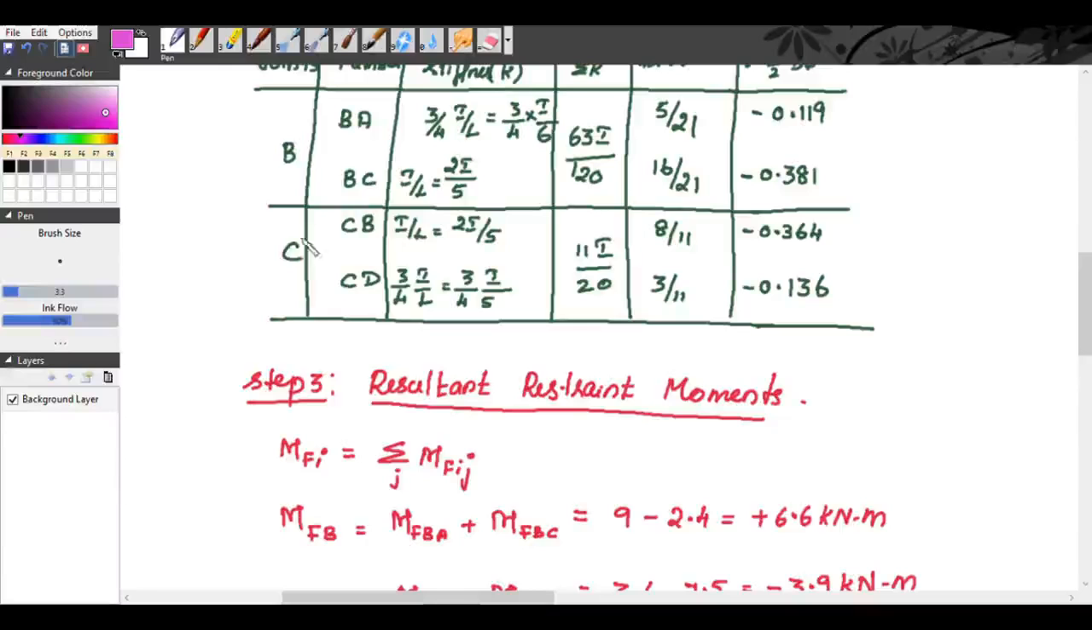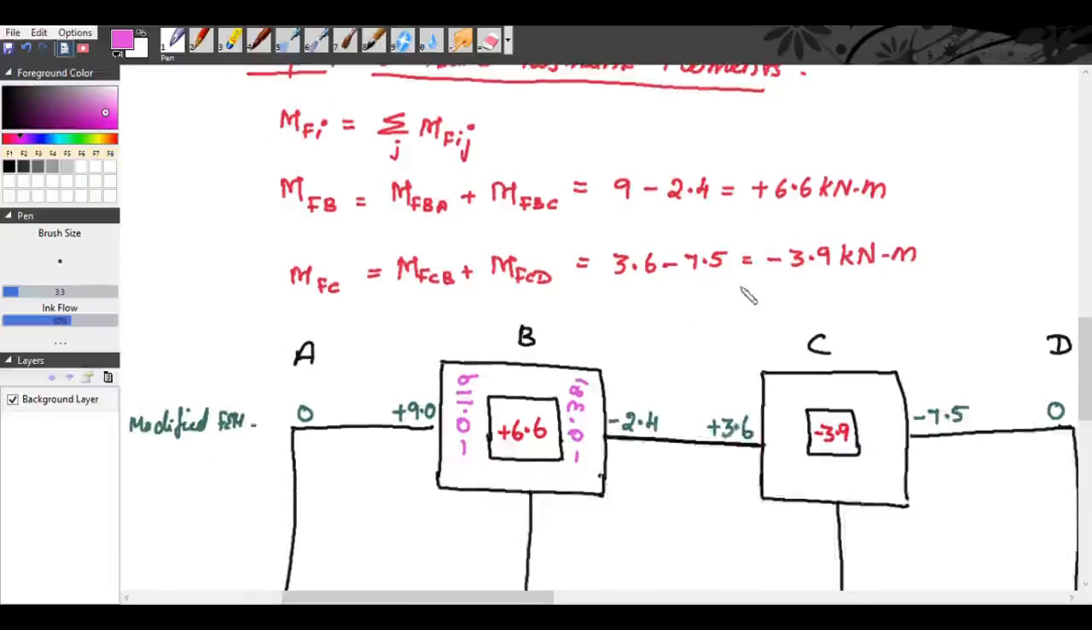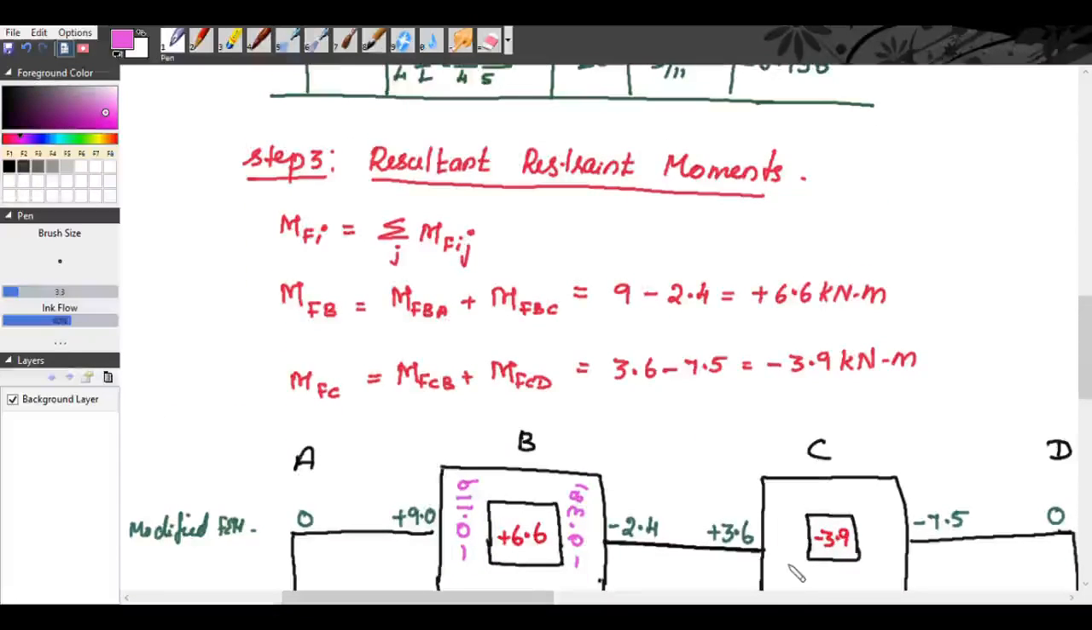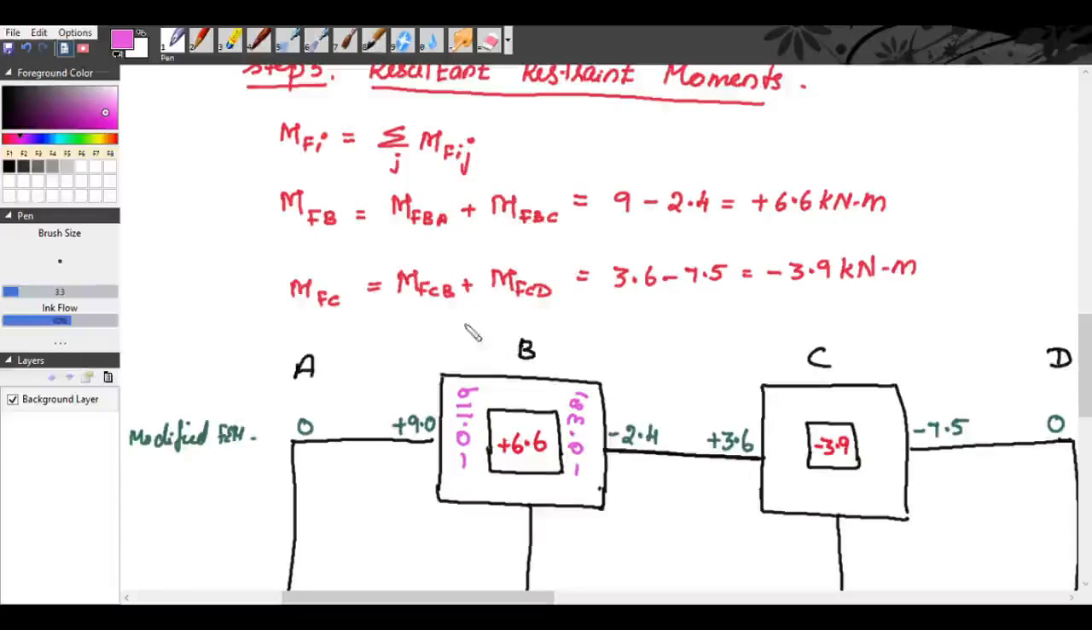Now we will write the rotation factors at joint C. We have the members CB and CD. The rotation factors are minus 0.364 and minus 0.136.